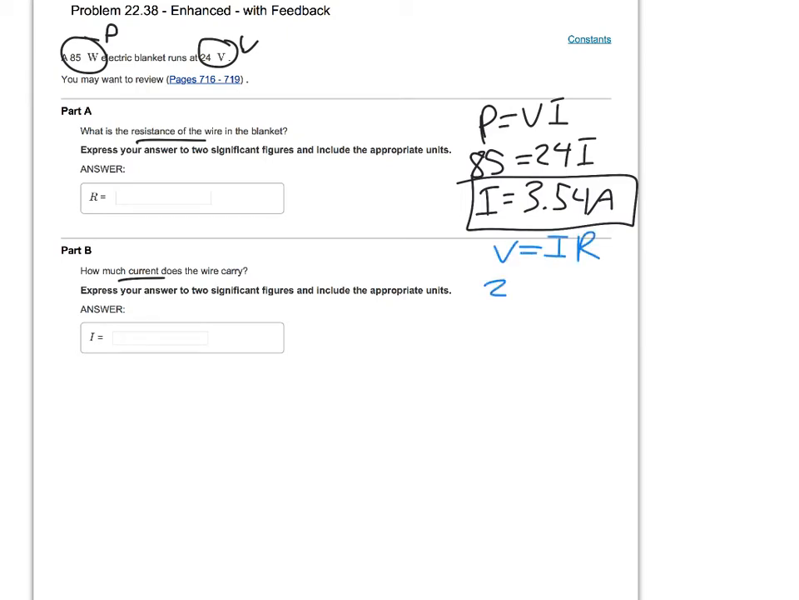I can then use that current in Ohm's law, V equals IR, to solve for my resistance. So my voltage is 24. I just found that my current is 3.54, and I can solve for my resistance, and so I get a resistance here of 6.78 ohms.